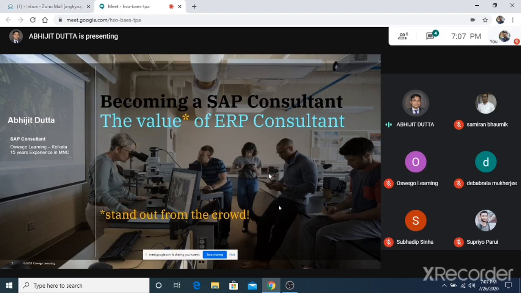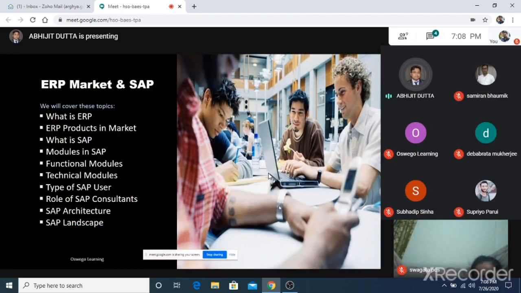There are other small vendors. In the Indian market, we know Tally ERP, but it is very much for small organizations. Tally cannot handle things like integration with other software, integration with banks and other things.